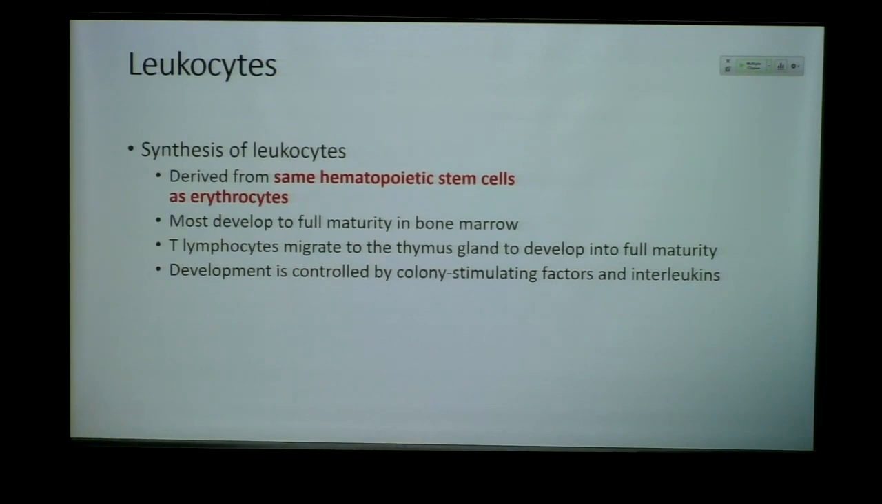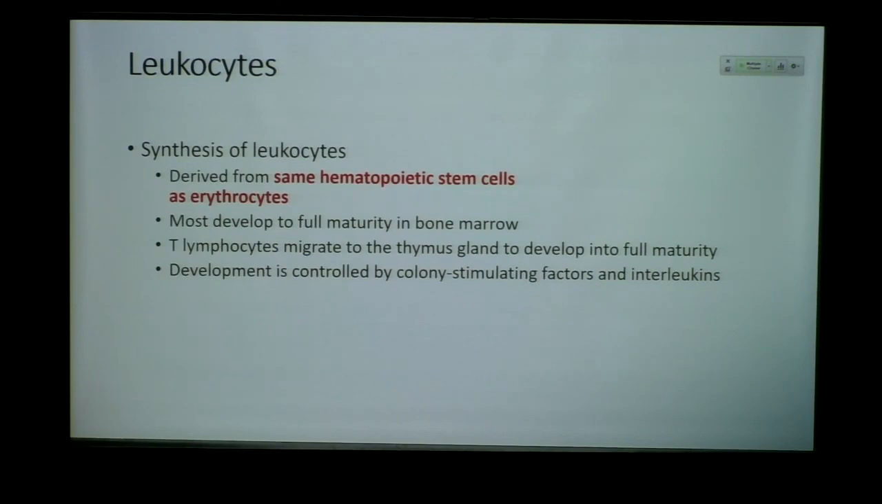Now they develop to maturity, usually in the bone marrow, but T lymphocytes are a little bit different. They migrate to the thymus. Anyone know where the thymus is? Where's the thymus? Do you have a thymus at this age?